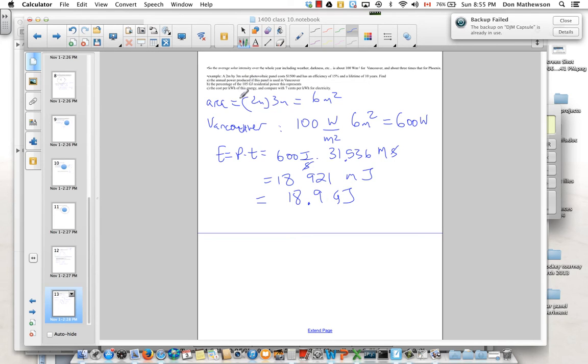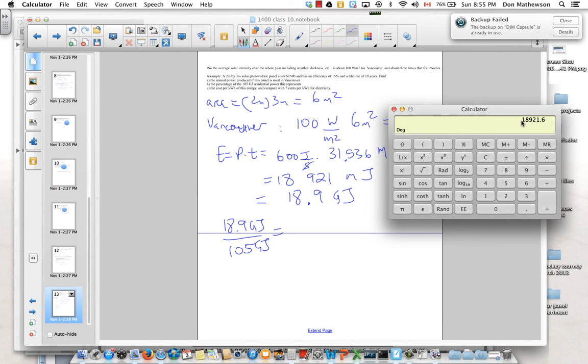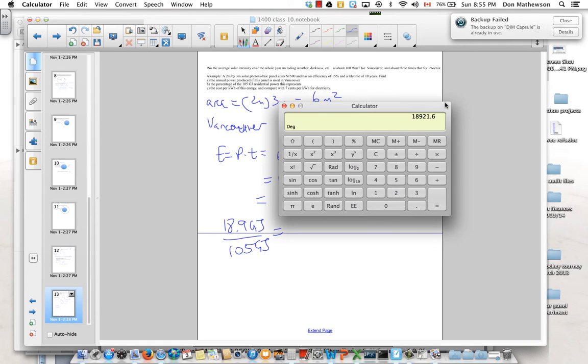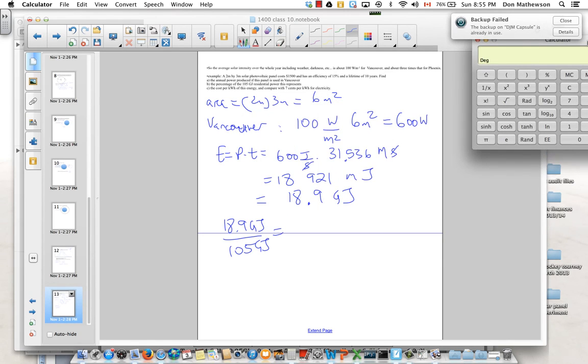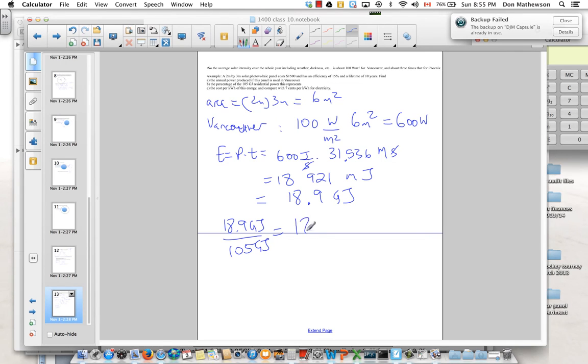Now, if you recall, typical residential energy use in Canada is about 105 gigajoules. So as a percentage, you're getting something like about 15% there. So 18.9 divided by 105, 18.9 divided by 105, yeah, 18%. So that's a worthwhile percentage of your residential energy.